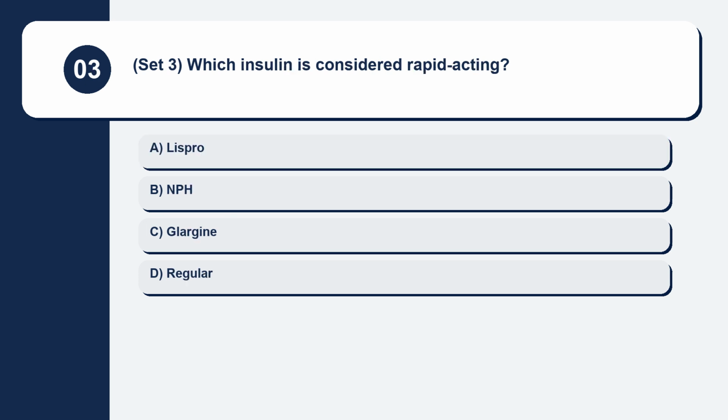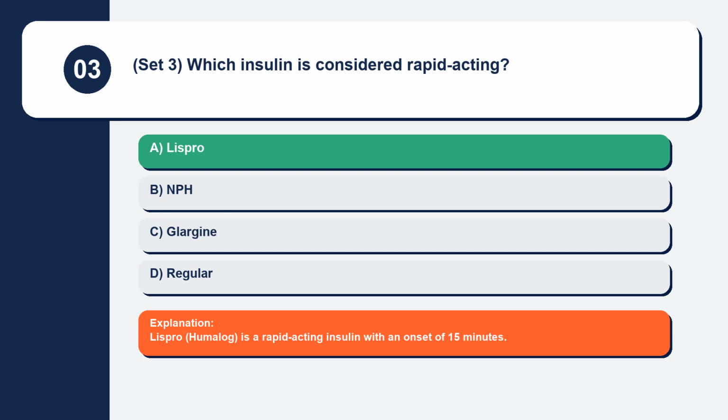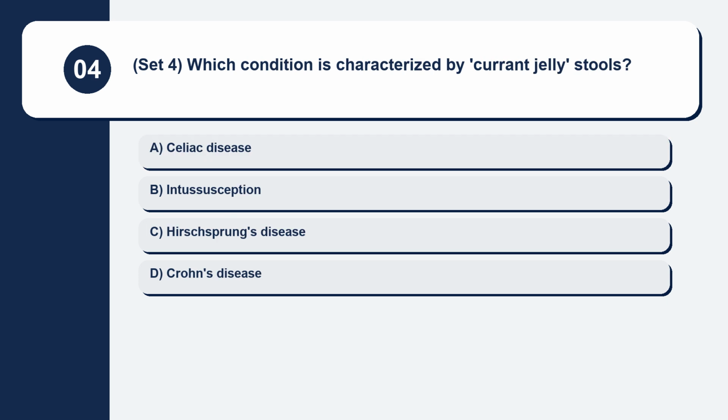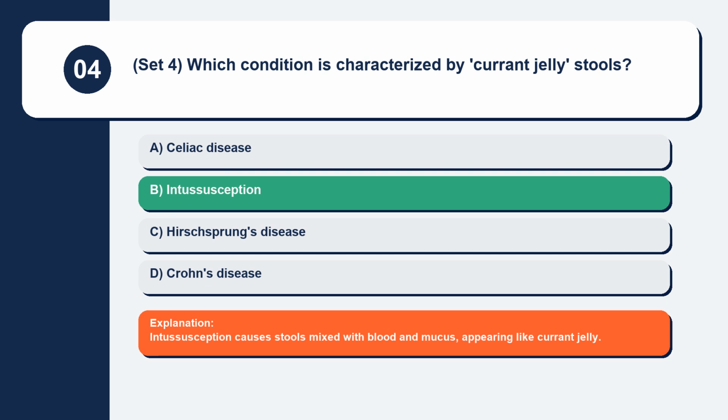Question 3. Set 3. Which insulin is considered rapid-acting? Lispro, NPH, Glargine, regular. Lispro, Humalog, is a rapid-acting insulin with an onset of 15 minutes. Question 4. Set 4. Which condition is characterized by currant jelly stools? Celiac disease, intussusception, Hirschsprung's disease, Crohn's disease. Intussusception causes stools mixed with blood and mucus, appearing like currant jelly.